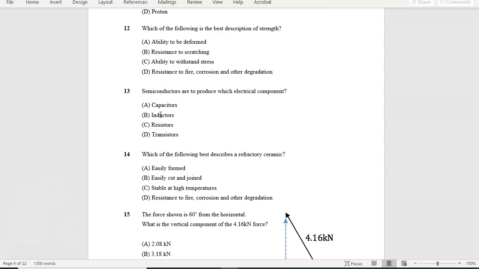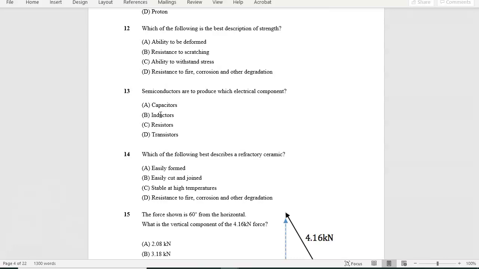Okay, semiconductors. I've left out the word use, but no one called me on that during the exam. Semiconductors are used to produce which electrical component? Someone wrote diodes next to their answer, and I tell you what, I like that they wrote that. Good for them for writing diodes. I can't give you a mark, though, in a multiple choice. You have to figure out which of these is most like a diode.